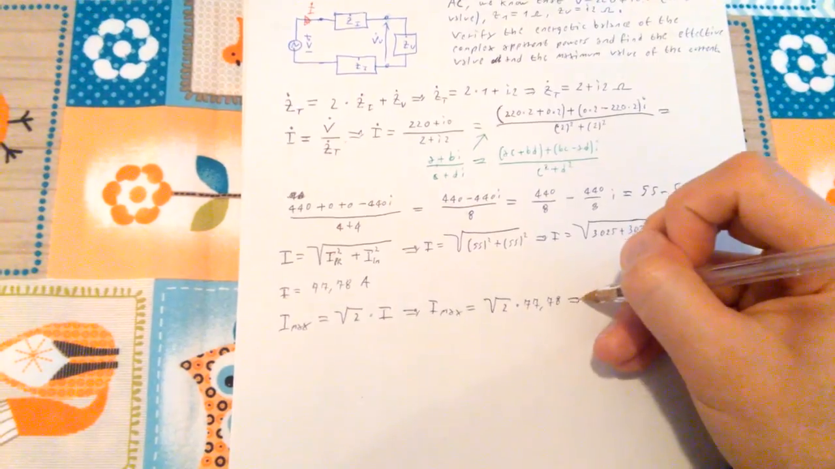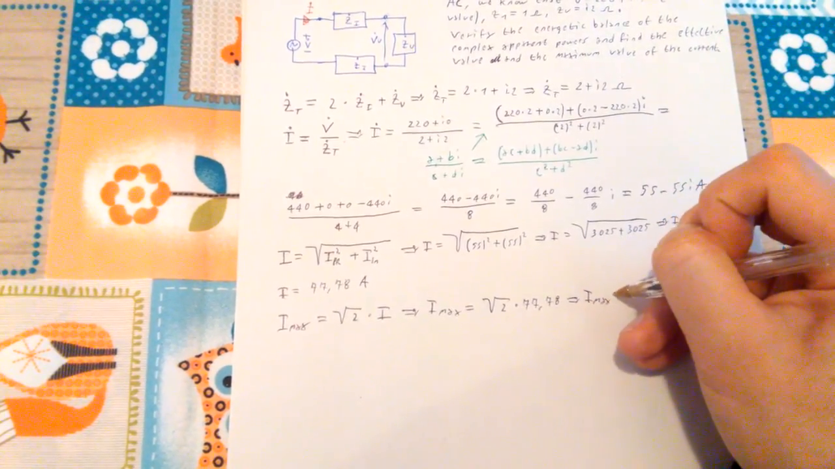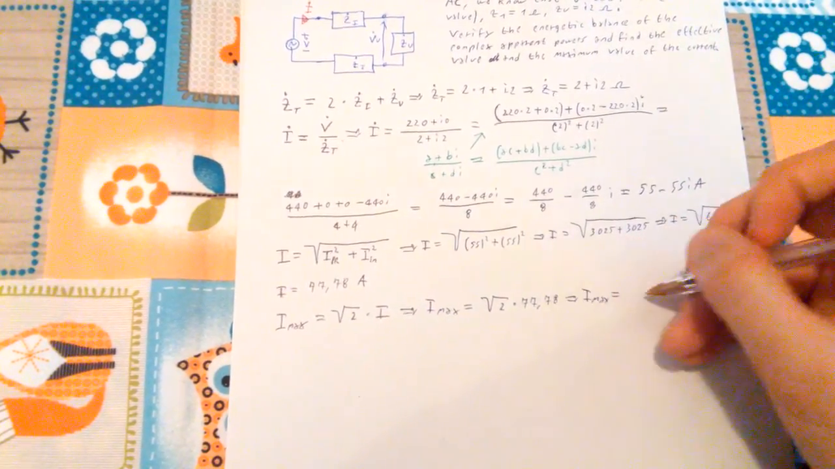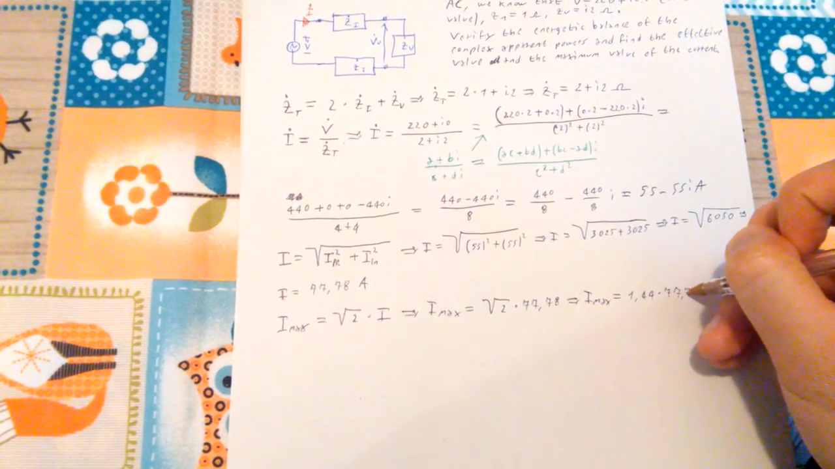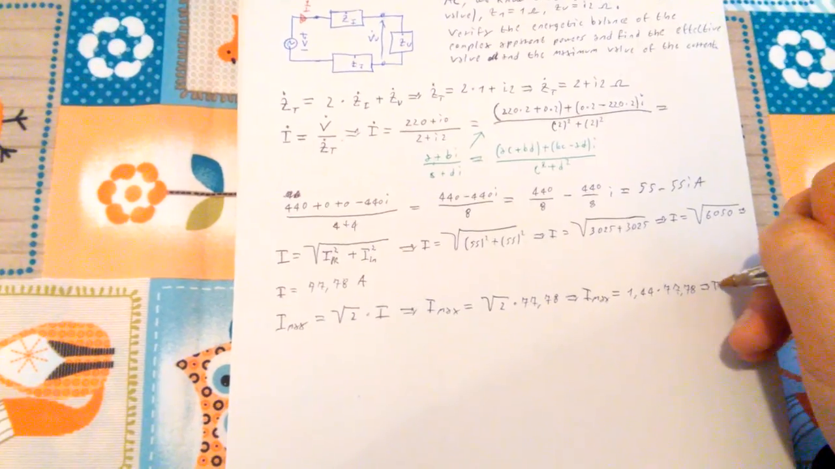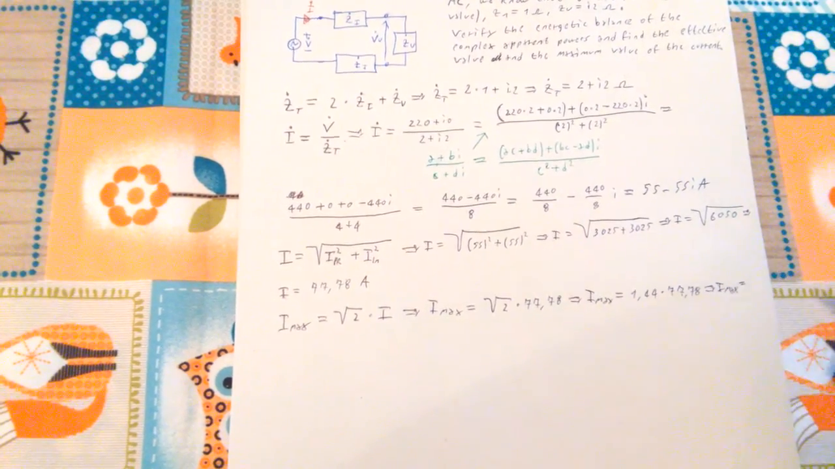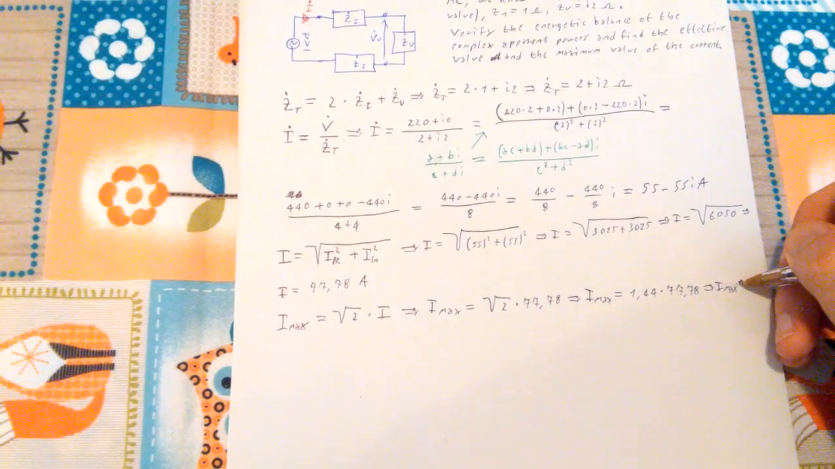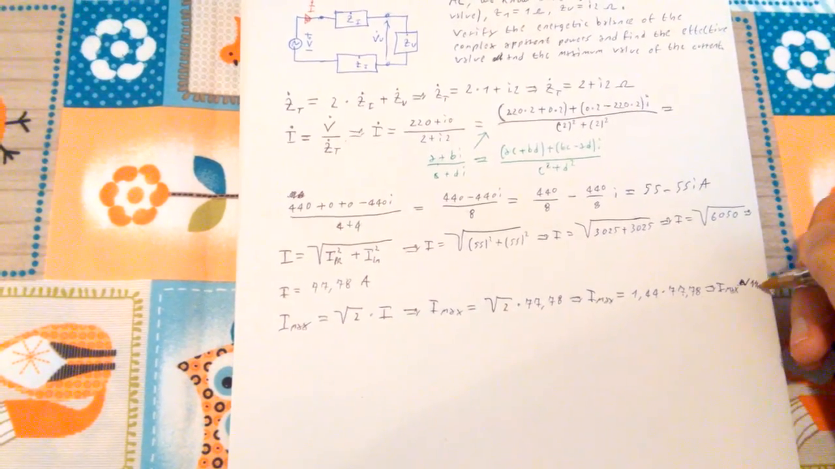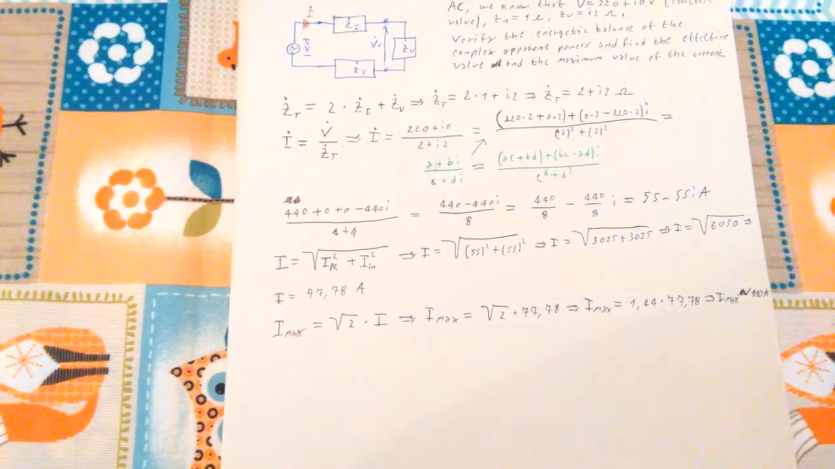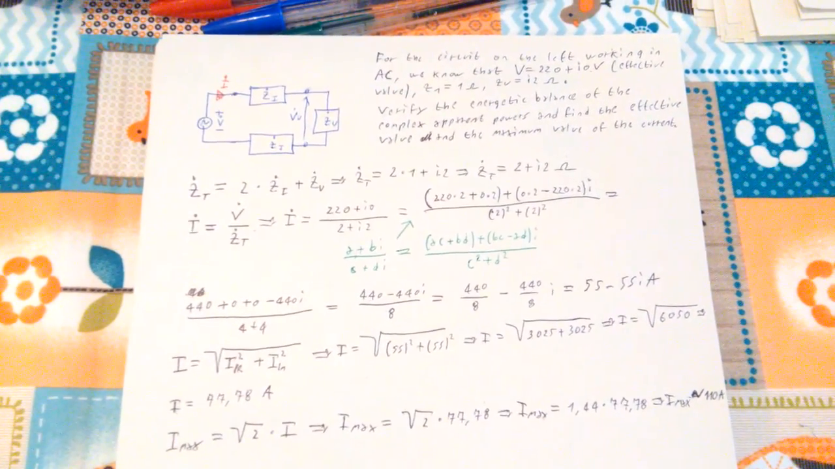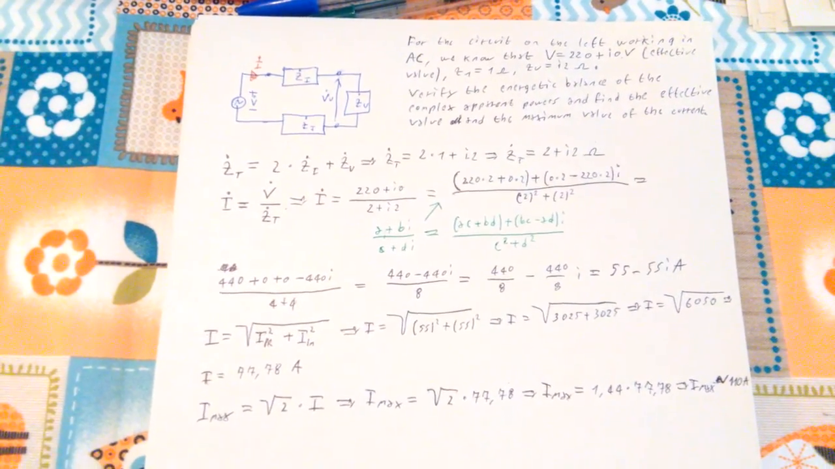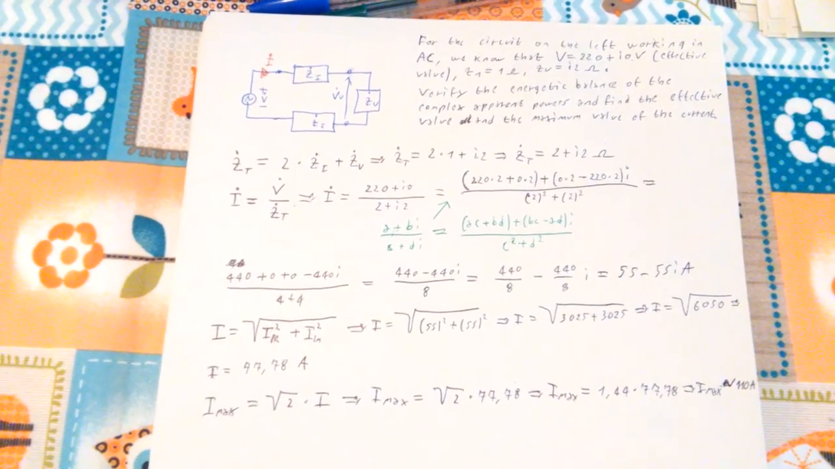77.78. So Imax is, well, the square root of 2 is about 1.44 times 77.78. So Imax is roughly 110 amps. Now, I found those, so I'm kind of good.